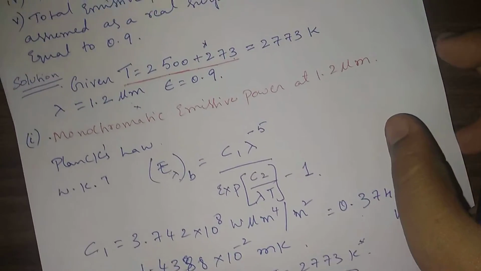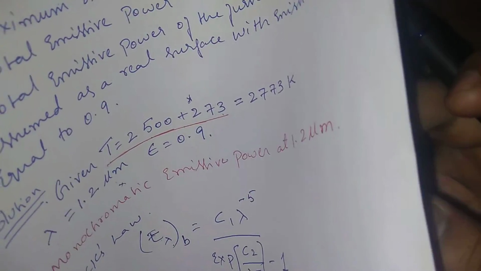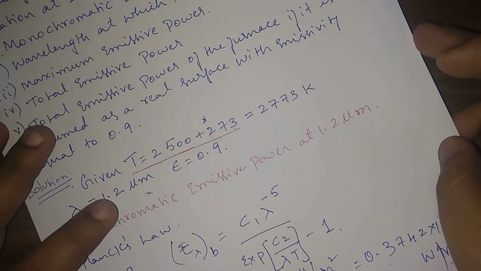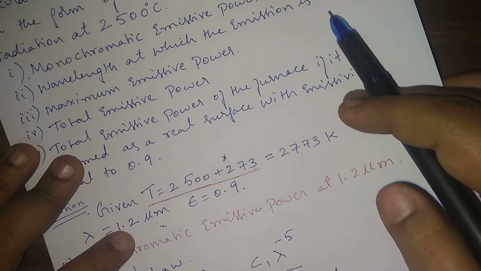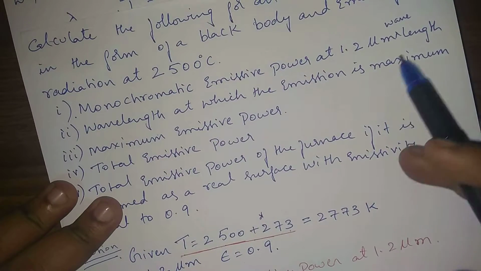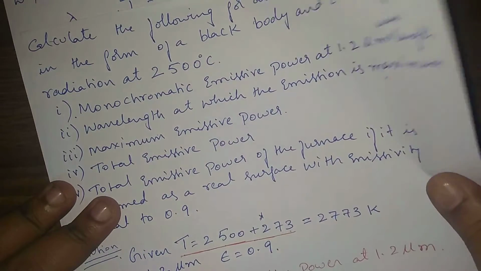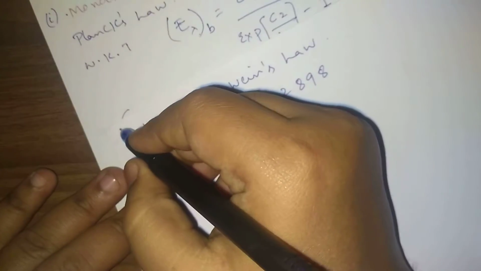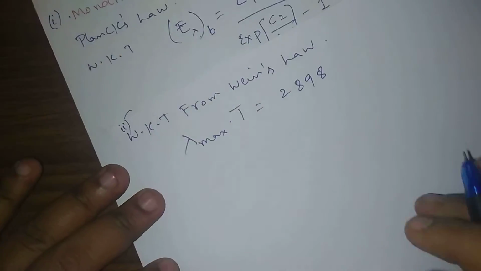Now next thing, what is the second thing that we are supposed to find out? Wavelength at which the emission is maximum. Correct? Which law we need to consider? That you need to know, you need to be aware of that. So the law which we need to consider is Wien's law. So this is the second one which we are seeing.